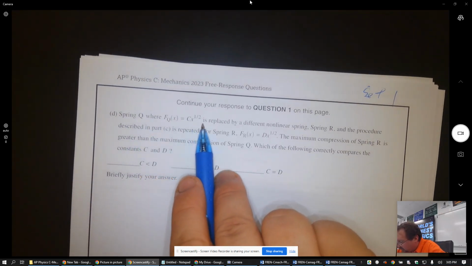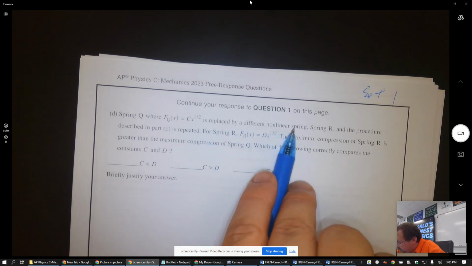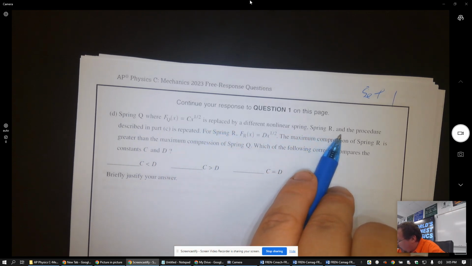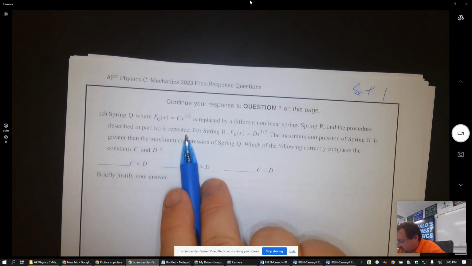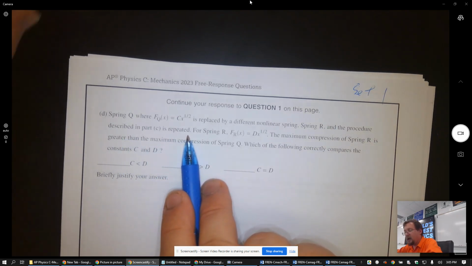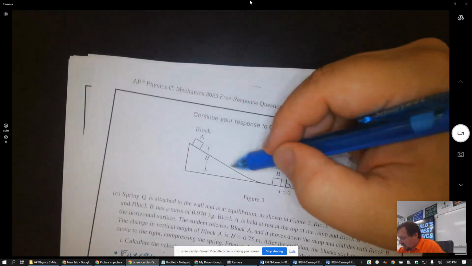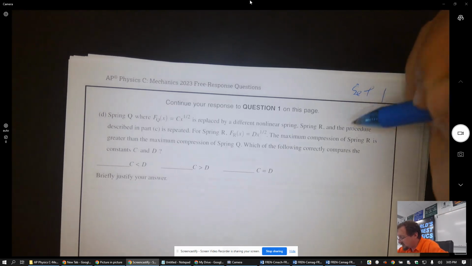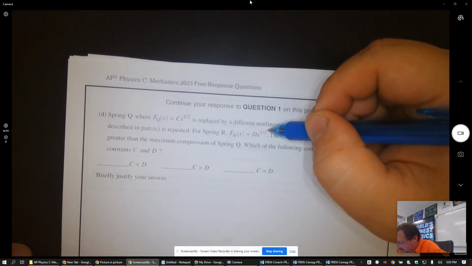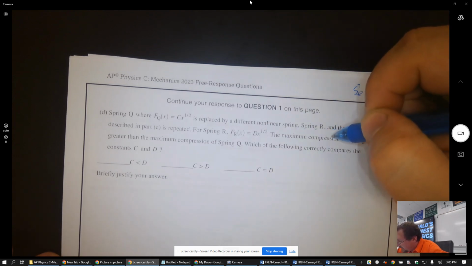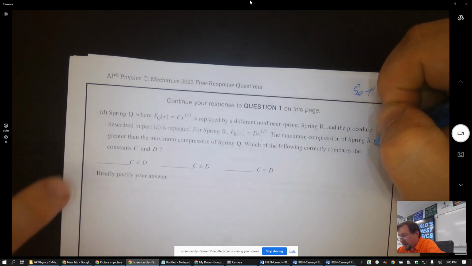Spring Q, thanks for the reminder, is replaced by a different nonlinear spring, glorious, spring R, and the procedure described in part C is repeated. What was the procedure? For this spring, it's F equals d x to the 1/2. The maximum compression of spring R is great.